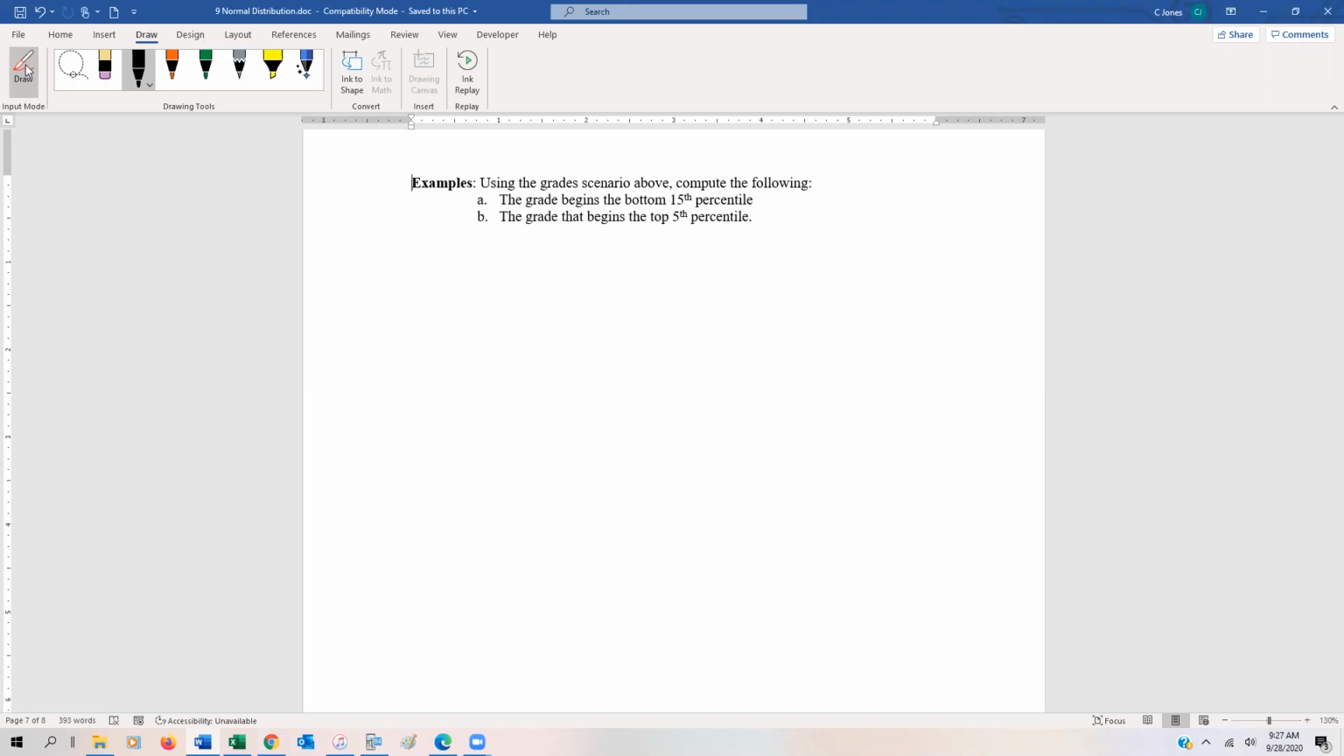Now, remember we have our formula that z is equal to x minus mu divided by sigma. In the previous problem, we knew that the mean was 72 and the standard deviation was 7. We're going to use that information to find the grade that begins the bottom 15th percentile. So let's go ahead and graph the distribution.